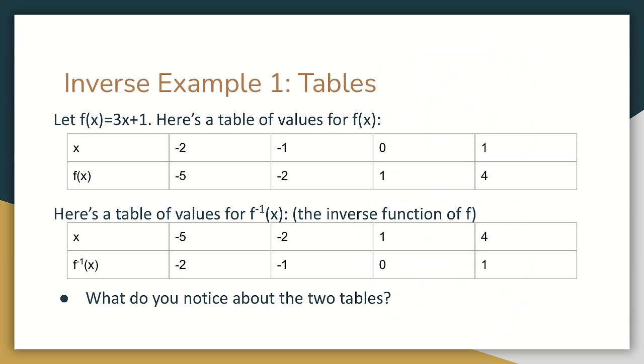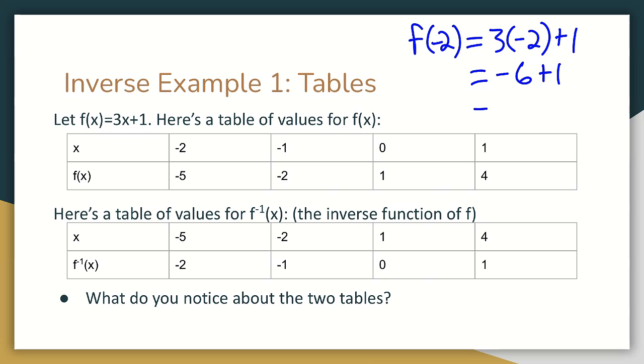All right. Here's an example of tables. And we're using this function f of x is equal to 3x plus 1. Just to make sure we're all on the same page, when we plug in -2 to f, you get 3 times -2 plus 1, which is -6 plus 1, which is -5. So that's why when the input is -2, the output is -5.